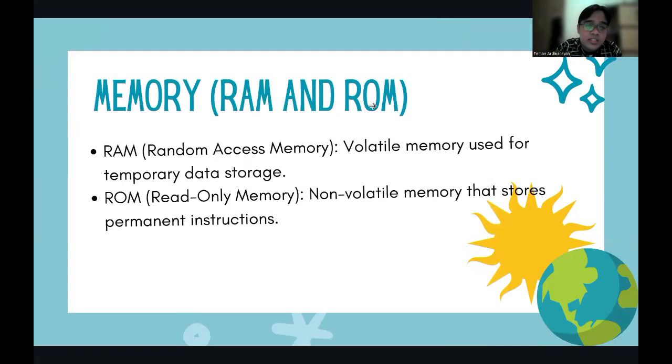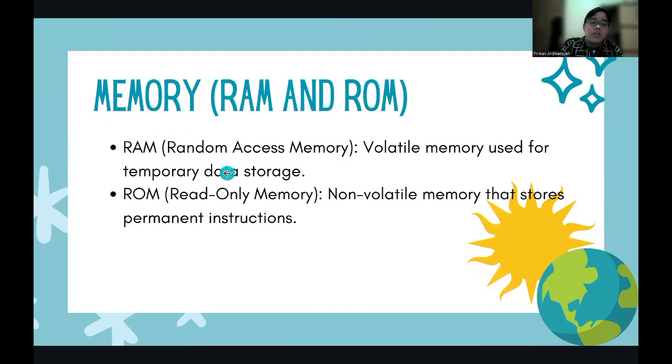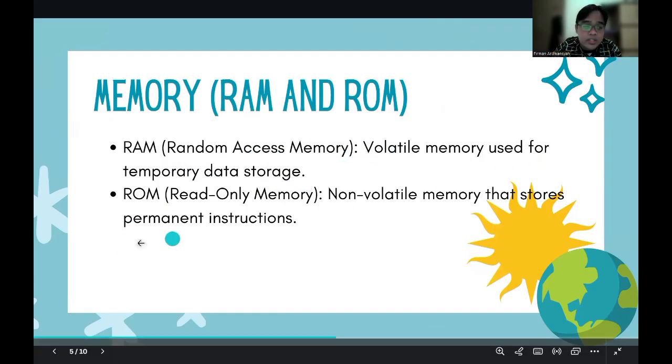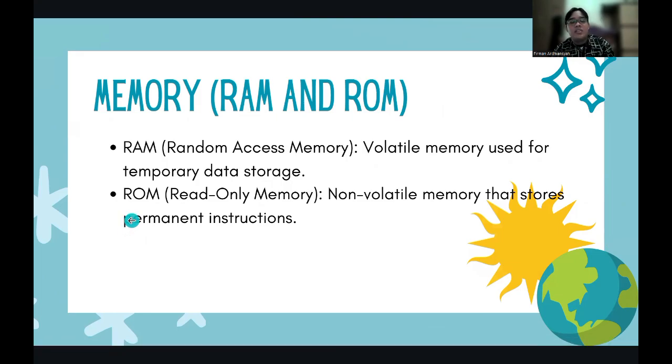And the second is memory. Memory has two types, namely RAM and ROM. RAM, or random access memory, is volatile memory used for temporary data storage. And the second is ROM, or read-only memory, non-volatile memory that stores permanent instructions.